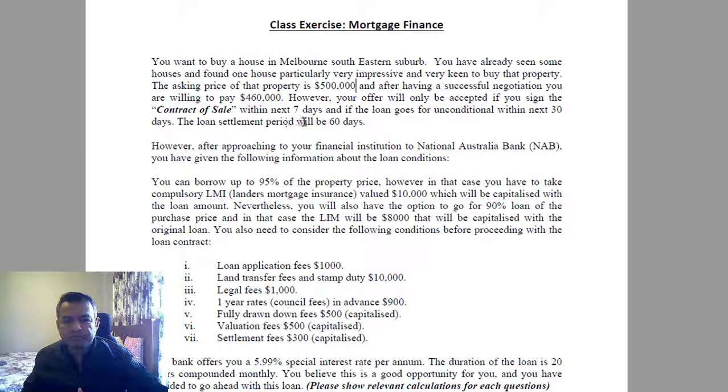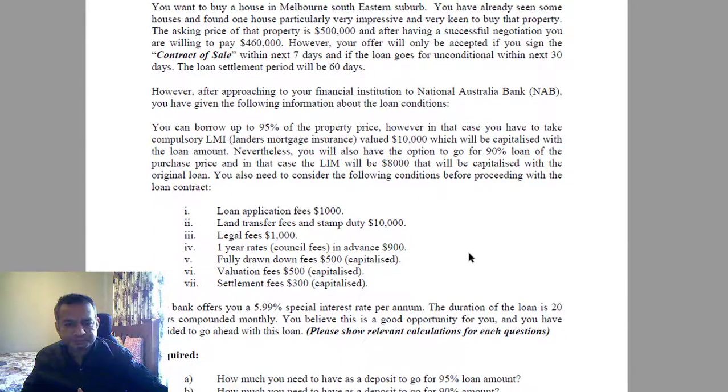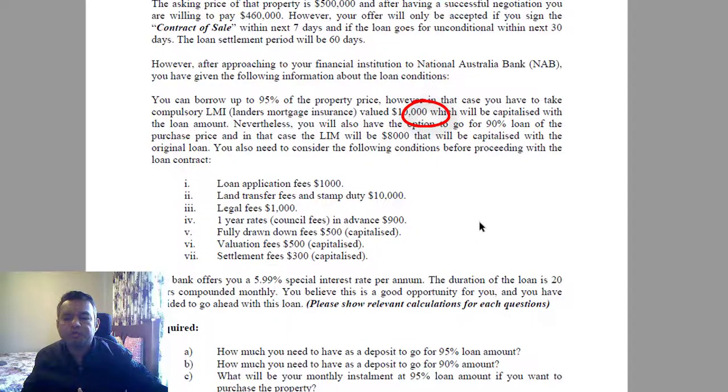The contract of sale needs to be signed within 7 days, and the loan goes unconditional within the next 30 days, that's another point. You can borrow up to 95%, and in that case you have to pay $10,000 LMI, or you can also borrow 90% of the purchase price. In that case, LMI will be $8,000.